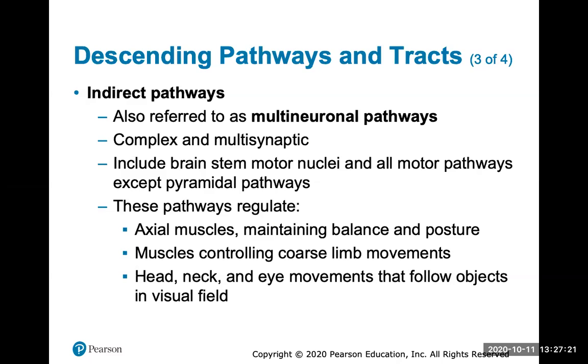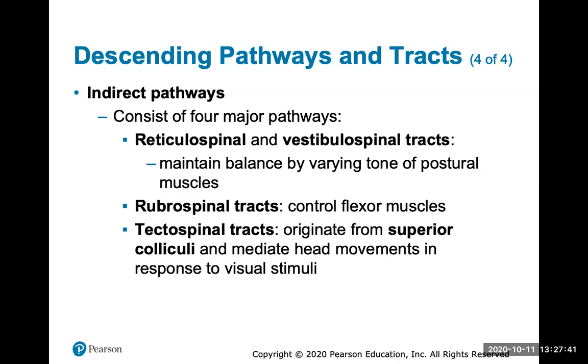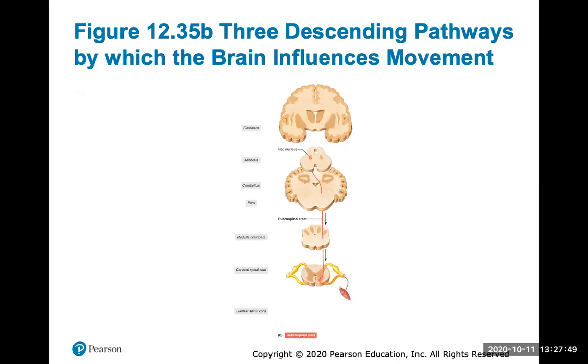Indirect pathways are also referred to as multineuronal. They're complex, they're multisynaptic, meaning there will be many neurons and synapses involved. These pathways regulate axial muscles, so maintaining balance, posture, muscles controlling coarse limb movements, and your head, neck, and eye movements that follow objects in the visual field. These indirect pathways consist of four major pathways that are seen here. I will not ask you guys to know these differences.